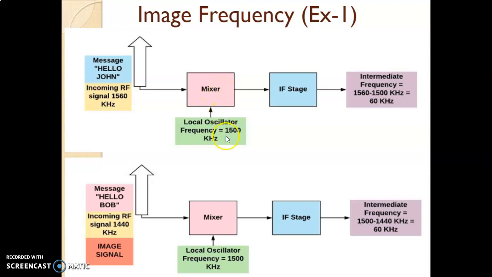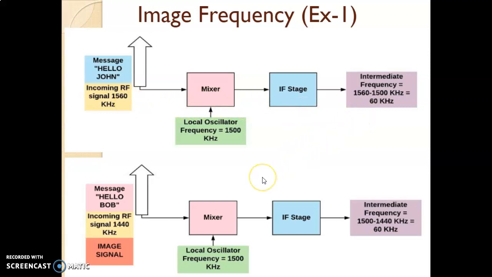Now consider that the mixer has a local oscillator frequency of 1500 kilohertz, and we said that we are going to have a difference frequency at the output of the mixer. So the intermediate frequency will be equal to incoming frequency minus local oscillator frequency, that is 1560 minus 1500, which will be equal to 60 kilohertz. So this Hello John message is our incoming RF signal and our desired signal, which is to be passed through a mixer.